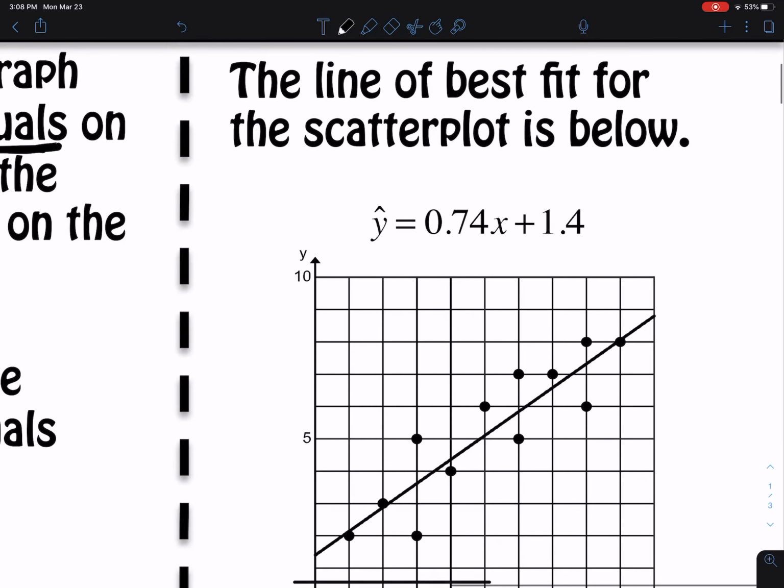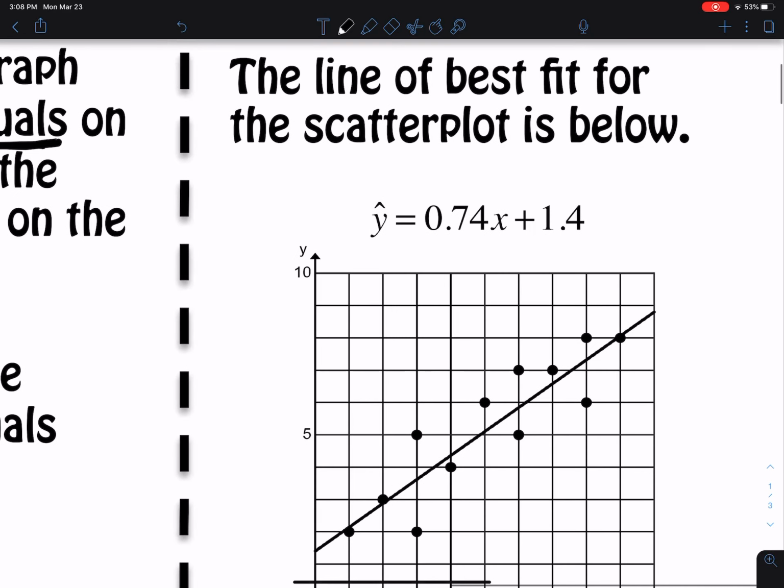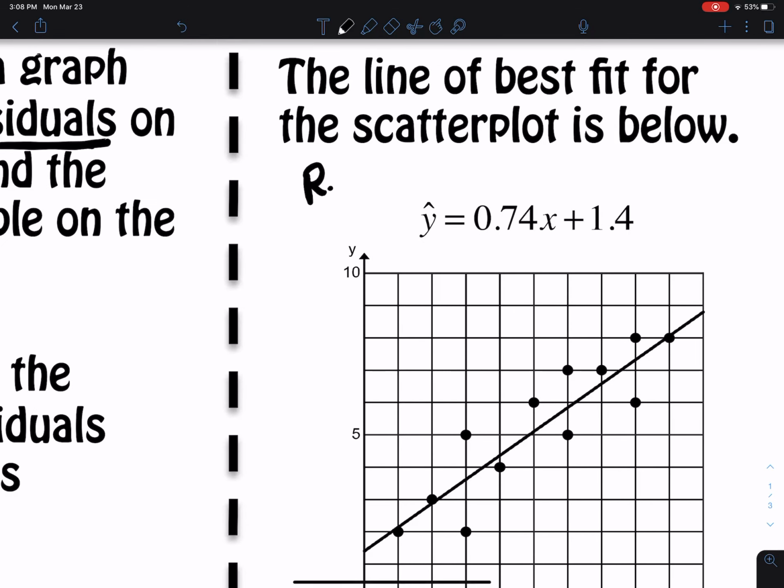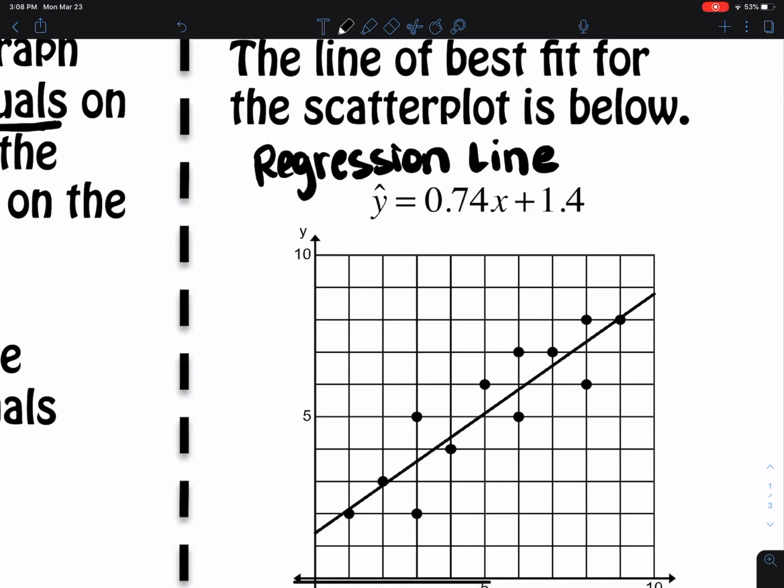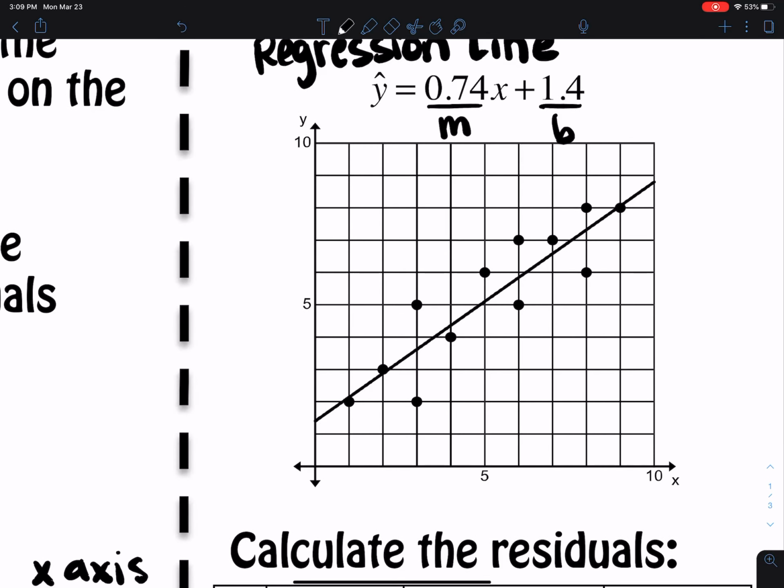So this says the line of best fit for the scatter plot is below. So this is the regression line. And if we were given the data, we could plug that into Desmos and we could find M and B, which you're going to have to do on the test review and on the test. So this is our M from Desmos. This is B from Desmos. If we were finding this ourselves. Okay, and then we can see that the line goes through the points. There are some on this side, there are some on this side, so it should be a pretty good fit for the data.